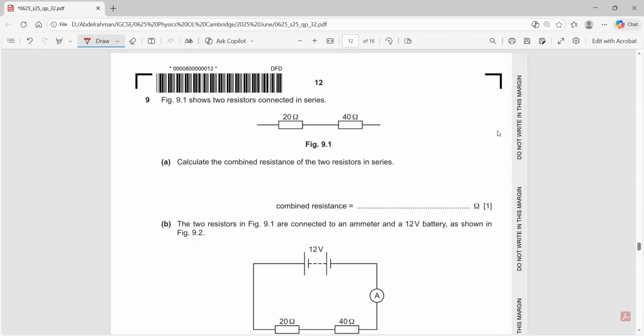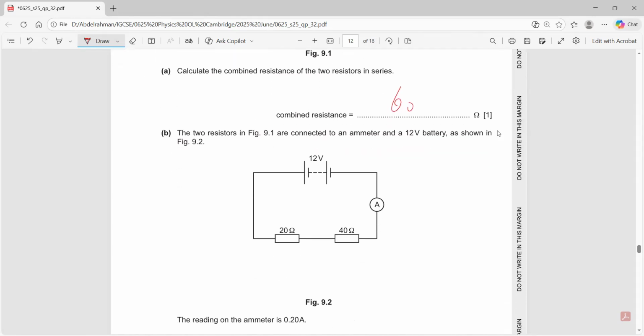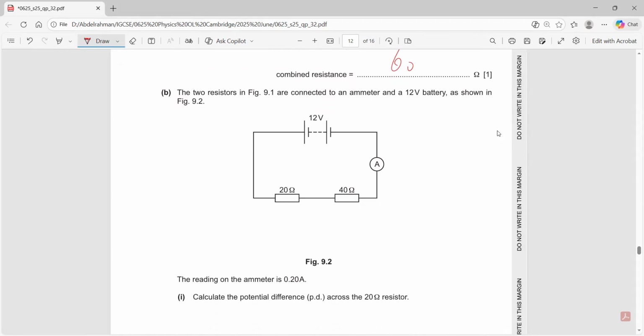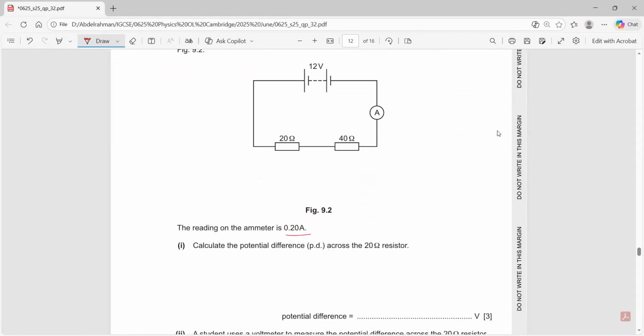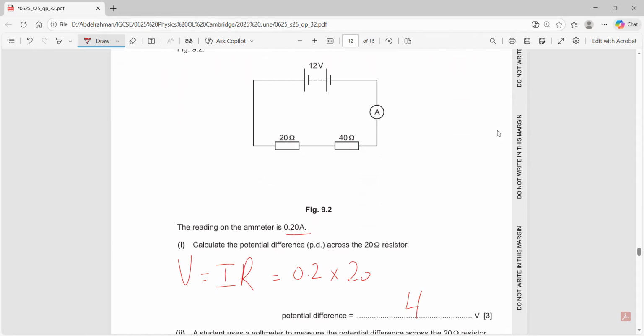What is the combined resistance of these two resistors? It would be 60. The reading on the ammeter is 0.2 amps. Can I find the potential difference? V equals IR, potential difference. So the current is 0.2 and the resistance is 20, giving you a potential difference of 4 volts.